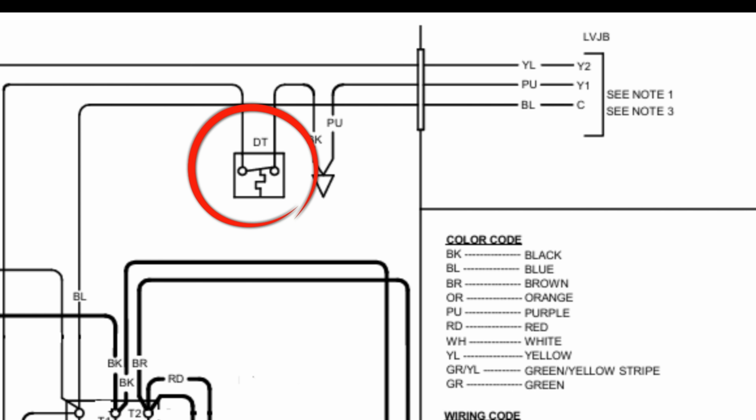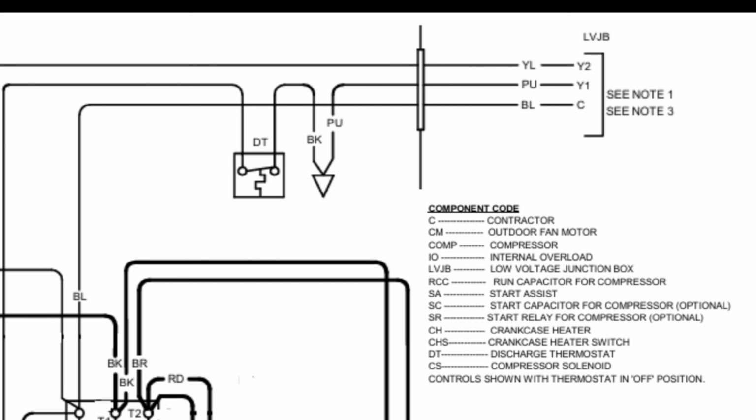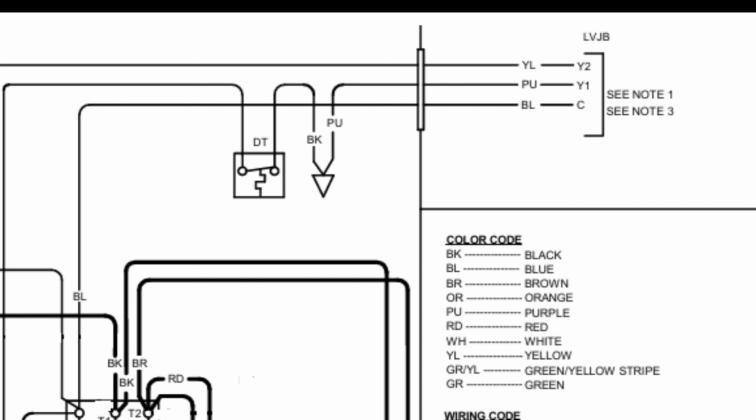Now this component here labeled DT, that is a discharge thermostat. If you see abbreviations like this, you can look at the legend, it'll tell you what it is. Now a discharge thermostat, if you're curious, it just monitors the temperature of the refrigerant at the compressor of the unit itself. So if the refrigerant gets too hot, it shuts the unit down by preventing the 24 volts from making it to the contactor.